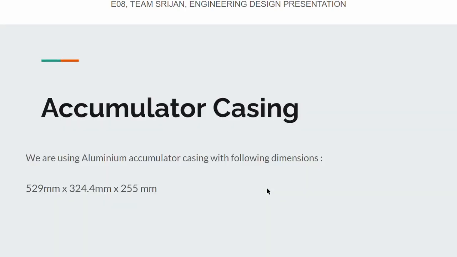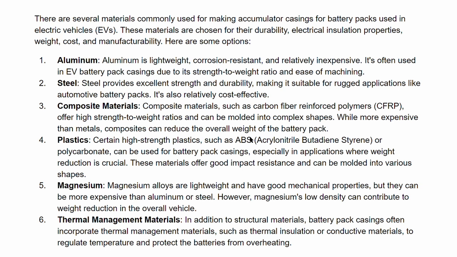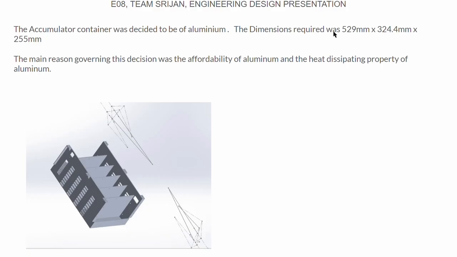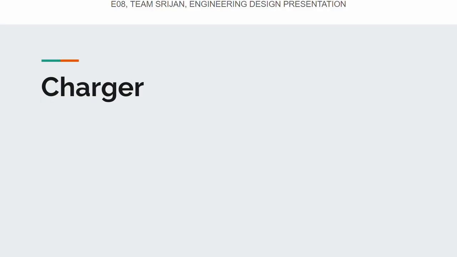Accumulator casing. While designing the accumulator, we had a lot of materials to consider, such as aluminum, steel, composite materials, plastics, magnesium, and thermal management materials. But we opted for aluminum, as it was very affordable, and also the heat dissipating property of aluminum was fantastic. The dimension therefore required was 529 mm by 324.4 mm by 255 mm. Here we can see a schematic of the accumulator. Next up, chargers.